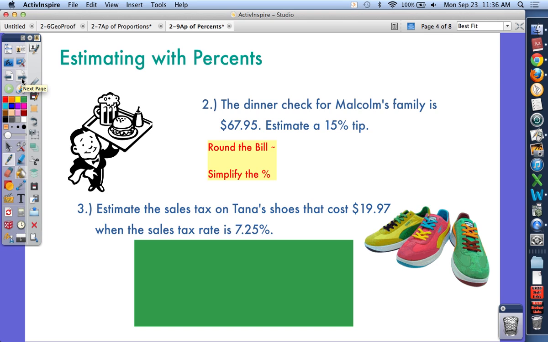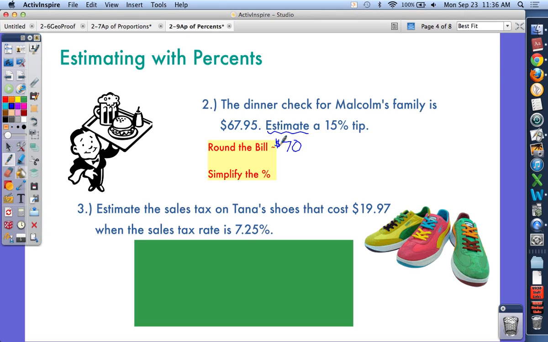Estimate a 15% tip. When you're estimating, when you see that word estimating, you're allowed to round here. So I would first start by rounding the bill. $67.95, that's a lot to work with. This is about $70. Let's focus on that. And then you can also look at the percent that you're using. Sometimes you can round that too. 15% I wouldn't round, but I would break it down into what's easier.